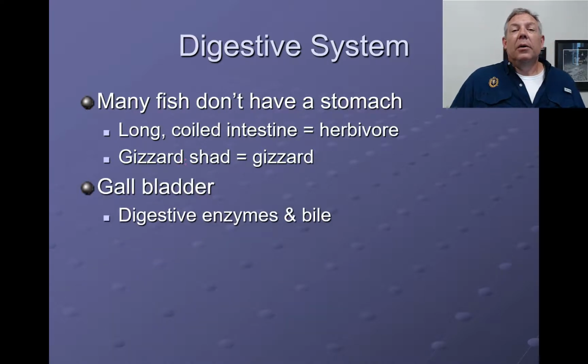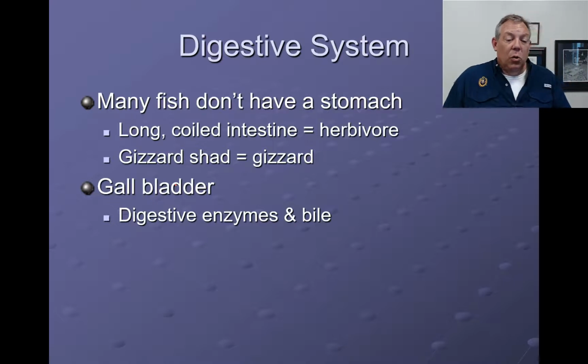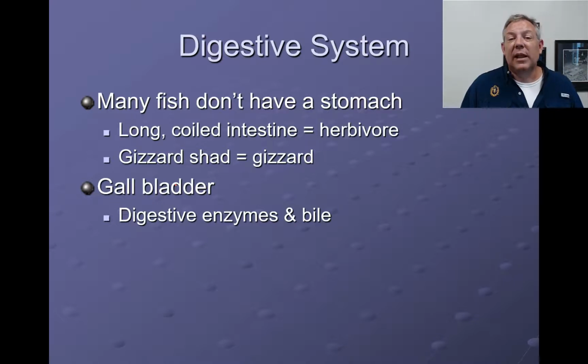The gall bladder is associated with the liver, and it stores some digestive enzymes and mostly bile, which is produced by the liver and aids in fat digestion. It's kind of tucked in between the liver and the stomach to store those digestive enzymes. But it's a very delicate little sac, and when you dissect, a lot of times it's easy to puncture this and you can't see it.